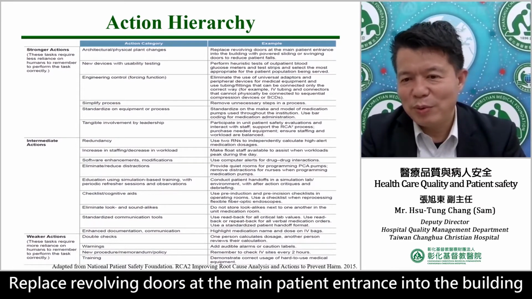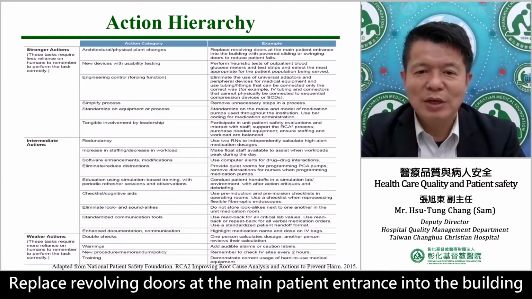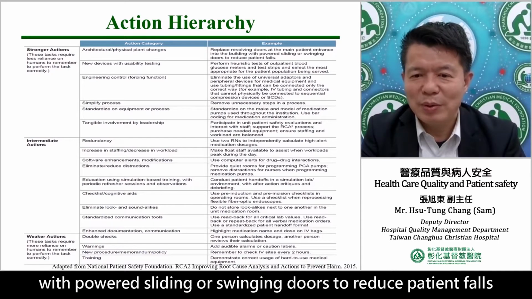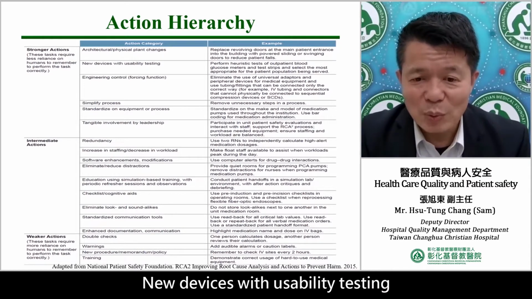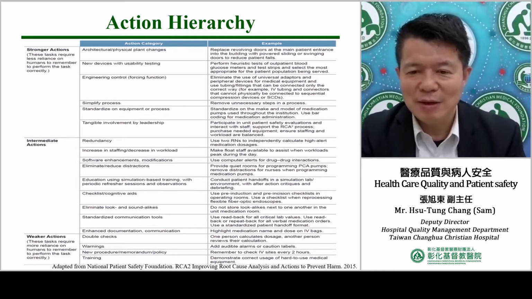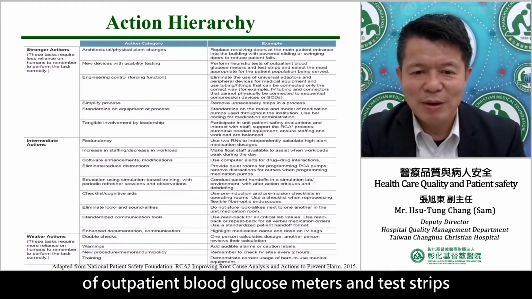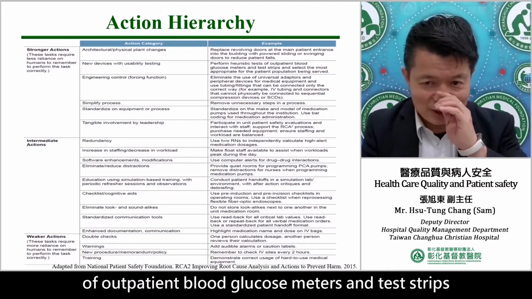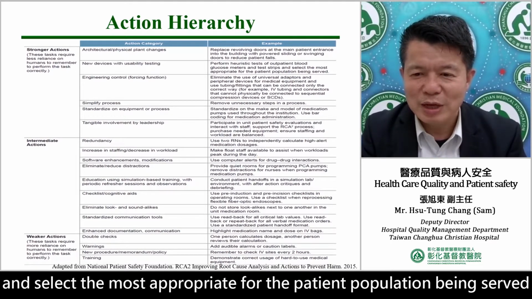replace revolving doors at the main patient entrance into the building with powered sliding or swinging doors to reduce patient falls. New devices with usability testing: perform heuristic tests of our patient blood glucose meters and test strips and select the most appropriate for the patient population being served.